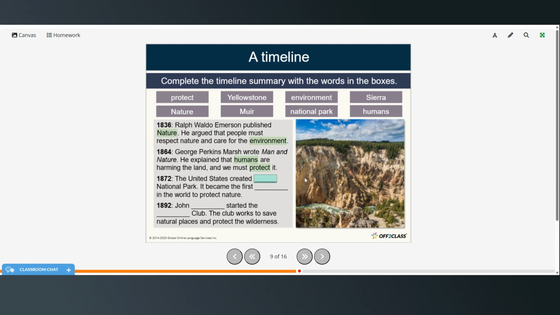1872, the United States created Yellowstone National Park. It became the first national park in the world to protect nature. 1892, John Muir started the Sierra Club. The club works to save natural places and protect the wilderness.